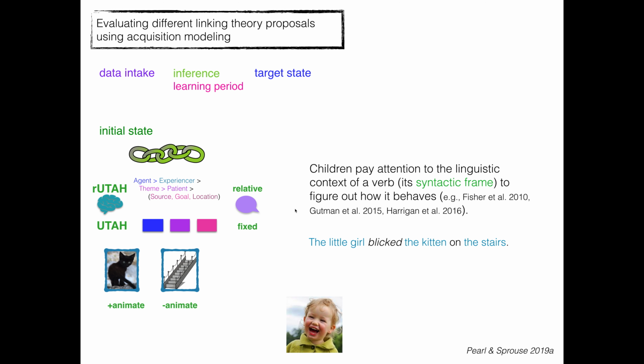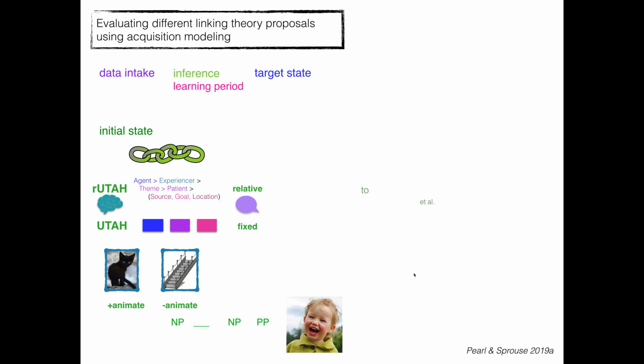And they also pay attention to the linguistic context of a verb to figure out how it behaves. We're going to call it syntactic frame. In particular, if you have a sentence like "the little girl blicked the kitten on the stairs," we're going to use a very flat syntactic frame: the argument that comes before is a noun phrase, then we have blick, the argument that comes after is a noun phrase, the kitten, and then we have a prepositional phrase, on the stairs. So this syntactic frame would look something like this, right? A very flat syntactic frame, very basic, not assuming a lot of knowledge.